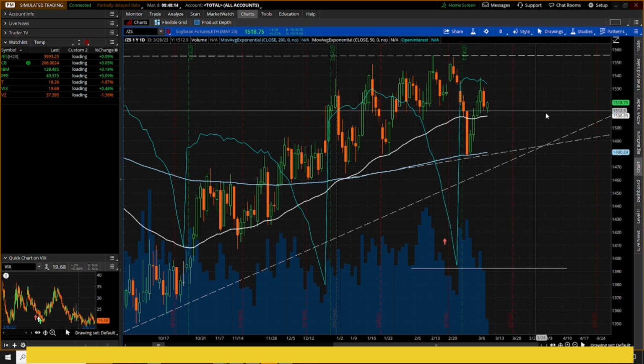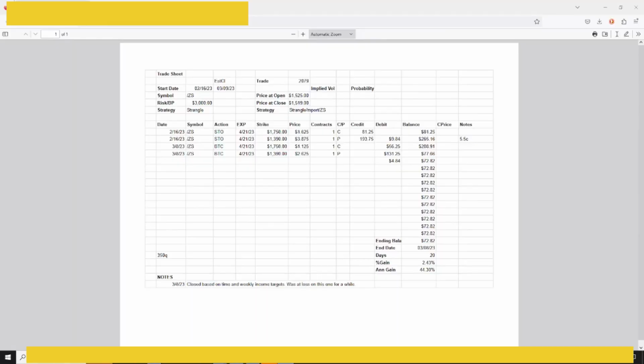Let's switch to the actual trade sheet. This was the actual trade sheet. So I entered it on 2/16. I had a target close of 3.9. I try to evaluate these trades at about 21 days. And the reason I do that is because, again, I'm trying to get a certain amount of weekly income.